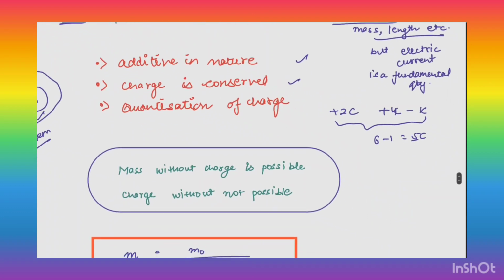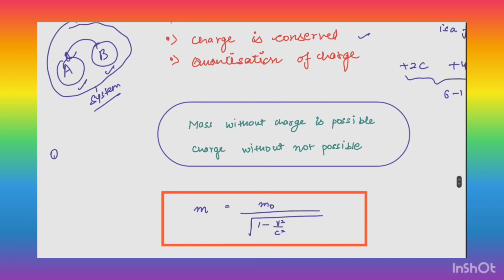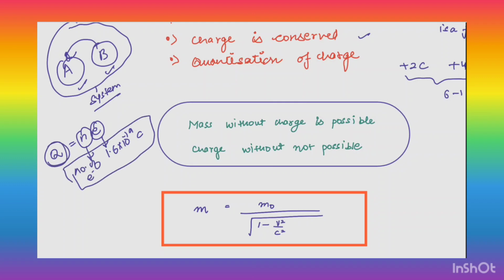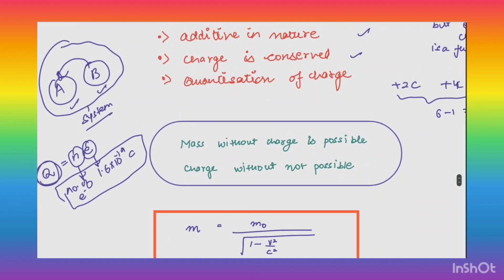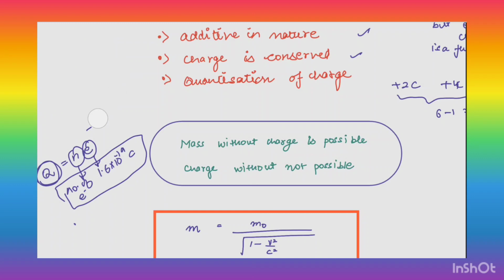Next comes quantization of charge. As we know, the charge Q is equal to Ne. e is the charge of an electron, that is 1.6 into 10 to the power minus 19 coulomb, and N is the number of electrons. Charge Q will be in terms of the number of electrons, which means N will be an integer. Therefore, charge is quantized.